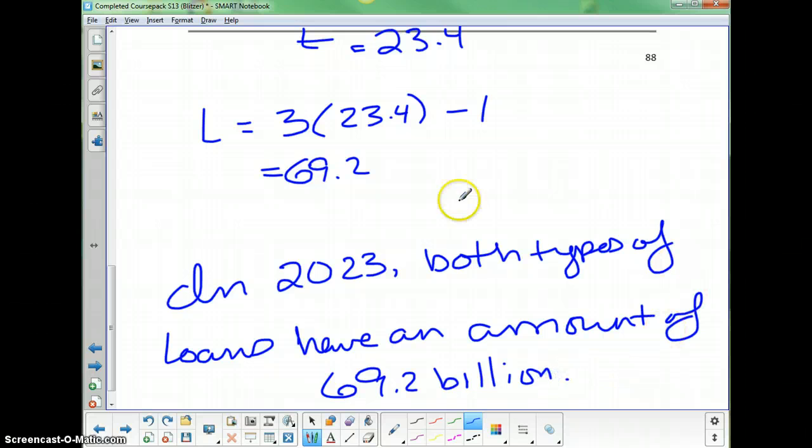So again, the interpretation piece is important. Putting the units on that, actually putting the 2023 in there, and making sure that our units on the 69.2 are $69.2 billion. Those are the important parts right here.